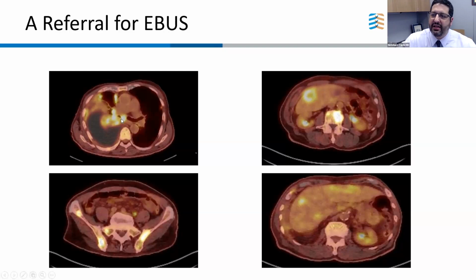Remember, you're trying to complete staging if you can, at the same time balancing risk. So really a very low risk procedure here that would give you stage 4 disease, M1A, would be a thoracentesis. So that would be the procedure of choice here, not the EBUS. I just want everybody to keep that in mind as we progress through this talk on EBUS.